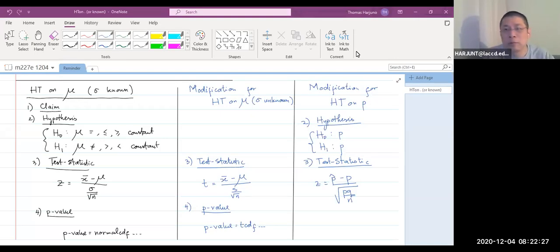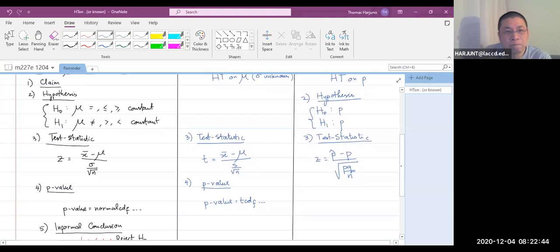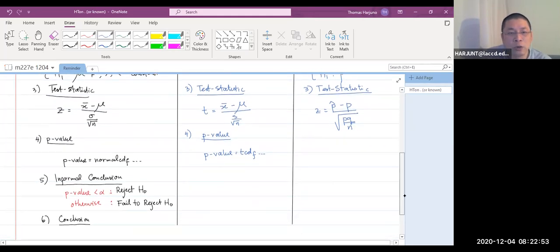After 2 weeks of not seeing statistics, I don't know if you reviewed a bit at home, but let's review what we have done for hypothesis testing. Three weeks ago, we did hypothesis testing on mu, which consists of 6 parts: claim, hypothesis, test statistic, p-value, informal conclusion, and then conclusion.